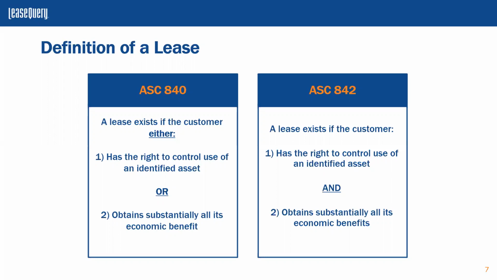Under the old rules, as you can see here in the slide, a lease existed if you had either the right to control the use of an identified asset or you obtained substantially all of the economic benefit. Under 842, this has actually become an "and" statement, as highlighted and underlined there. That's important because certain agreements that were considered leases before won't qualify as a lease under the new rules, and we'll talk a little bit more about that. So I do want to jump into the identification of a lease.